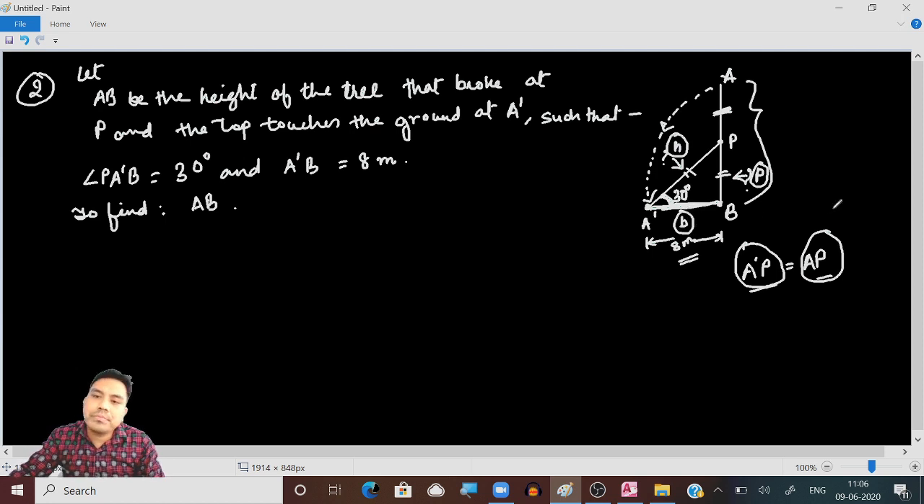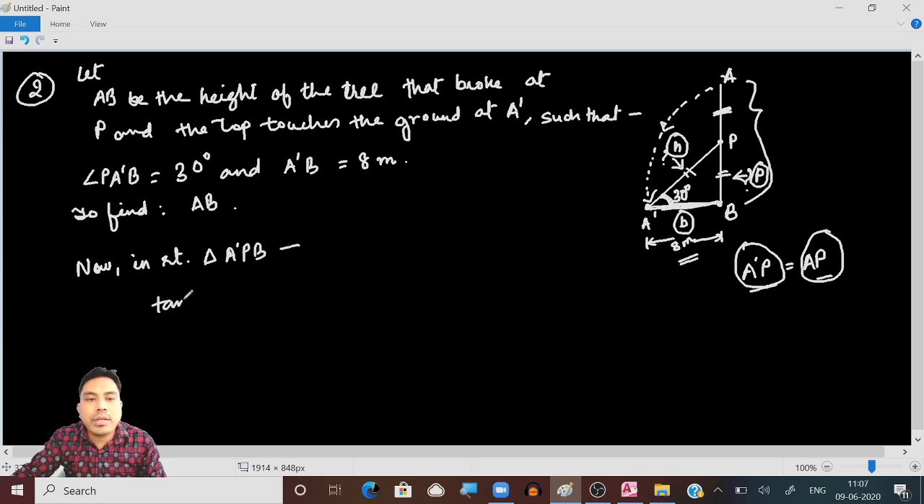Now the base is given. We have to find out the perpendicular and hypotenuse. So now we have to compare in two ways: between base and perpendicular, and base and hypotenuse. When you compare the perpendicular and the base, we have to use tan theta, isn't it? So now in right triangle A dash PB, we can say tan 30 degree will be equal to perpendicular by base. We can clearly see here the perpendicular is BP by A dash B.